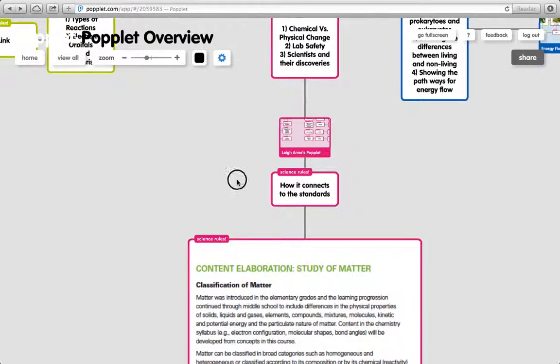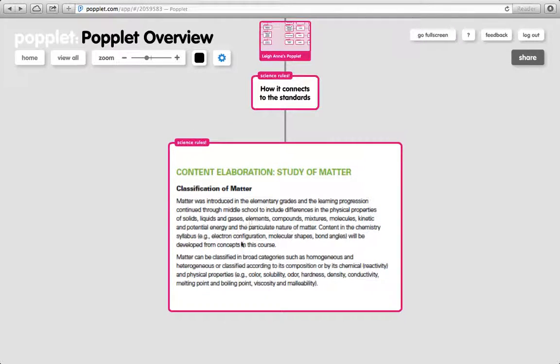And here is how it is connected to the state standards. It's going to be kind of wordy, all science standards are. So basically it's under the content elaboration for study of matter, and the subheading is classification of matter, and it's basically just saying how we classify matter, and within that we talk about the physical and chemical changes. You can read that blurb, I am not going to read it.